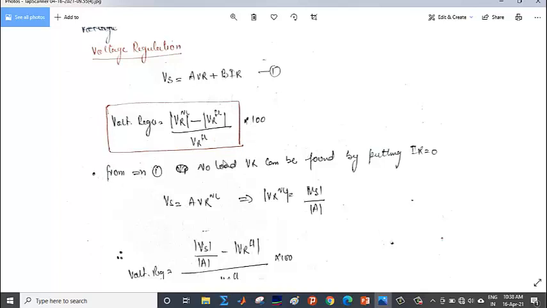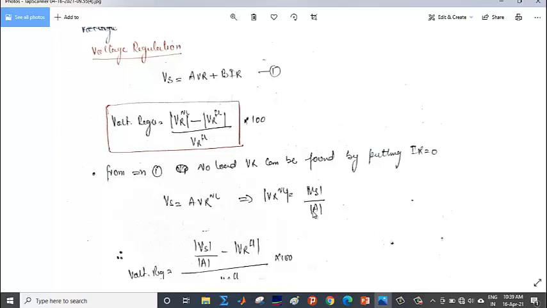From this first equation, the no load VR can be found by putting IR equal to 0. When IR is equal to 0, this equation becomes Vs equals A VR, but VR at this point will be called the no load receiving end voltage, and I will label it VRNL. The voltage regulation is always defined in terms of the magnitude of the voltages. So the magnitude of VR no load will be equal to the magnitude of Vs divided by the A parameter.